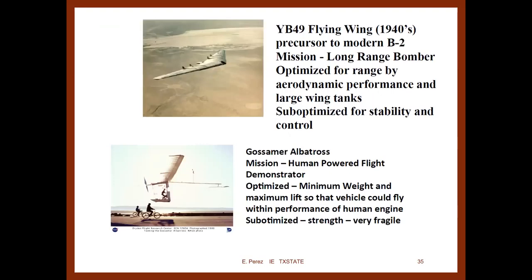We have the YB49. It was optimized for long range by aerodynamic performance and large wing tanks, but it was suboptimal for stability and control. And then we have the Gossamer Albatross. The mission was human powered flight. It was optimized for minimum weight and maximum lift so that the vehicle could fly within the performance of a human engine. However, it was suboptimal in terms of strength. So it was very fragile.